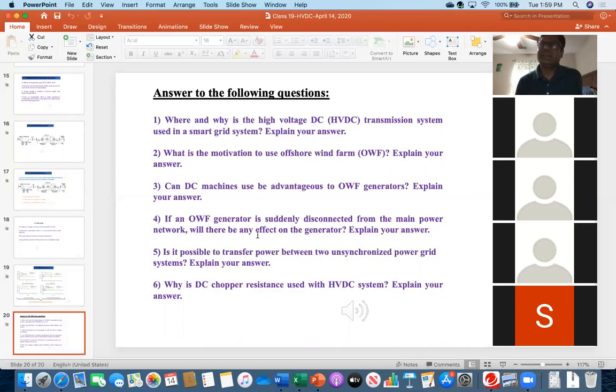Yes, it will be, because they are electrically connected. So what will be the impact? Will the generator speed go high, or what will happen? Because it is suddenly disconnected, the generator speed will go high because now there is no load connected. So now the system inertia will be high, and then the speed will go high. So that is the impact on the generator.